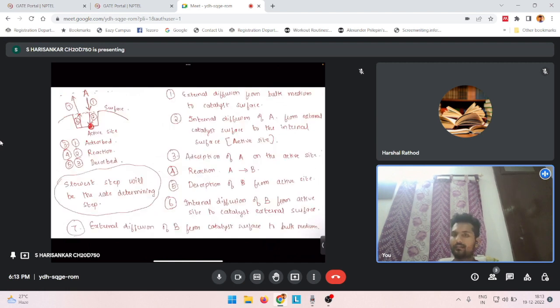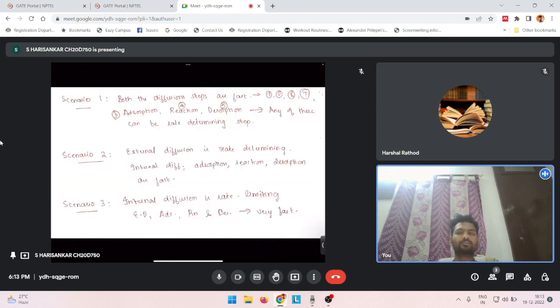The 7 different steps in a catalytic reaction, and we imagined 3 scenarios. The first scenario is where both the diffusion steps, the internal and external diffusion steps, are very fast. That means any of adsorption, surface reaction, or desorption can be rate determining. Scenario 2 is where external diffusion is determining, and the other steps are very fast. And scenario 3 is where internal diffusion can be rate limiting, and the other steps are very fast.